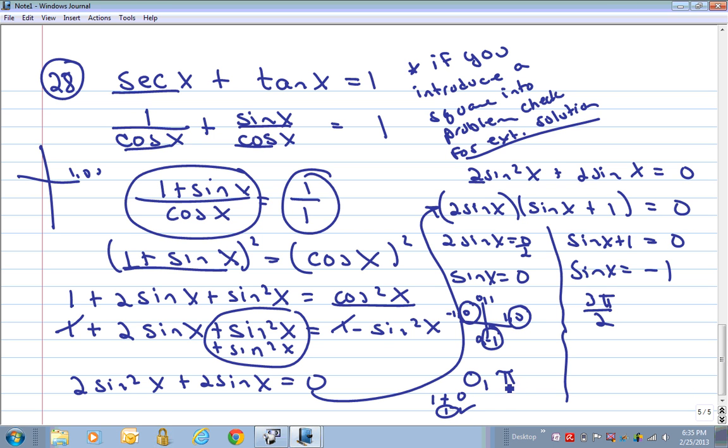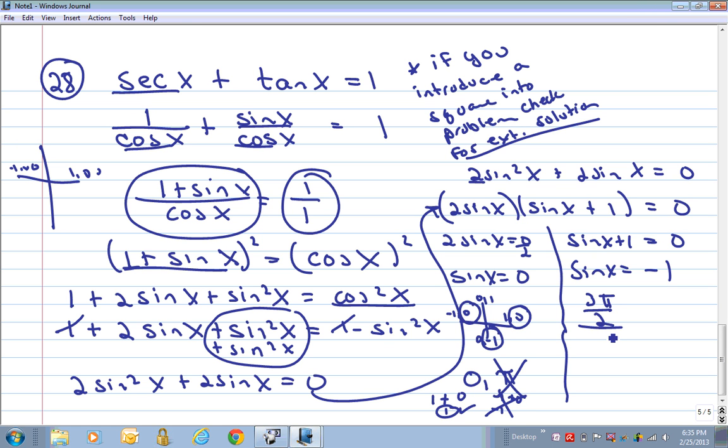Let's try pi. Okay, at pi, our ordered pair is -1, 0. So secant is the reciprocal of cosine, so the reciprocal of -1 would be a -1. 0 for tan at pi would be 0, so that would be plus 0, which would be a -1. That doesn't work. So that makes pi not a solution.